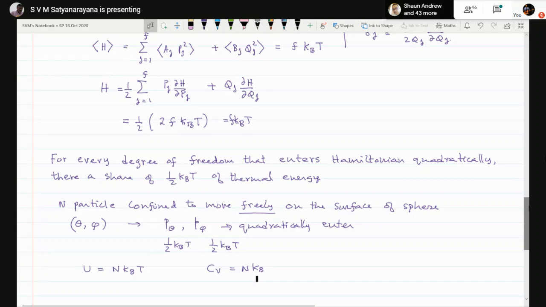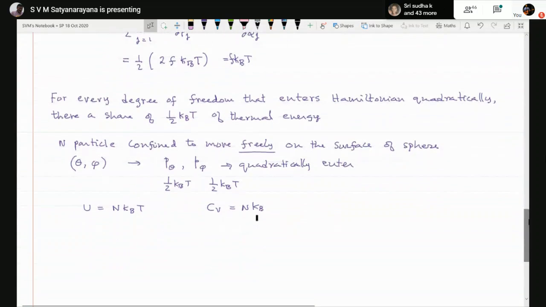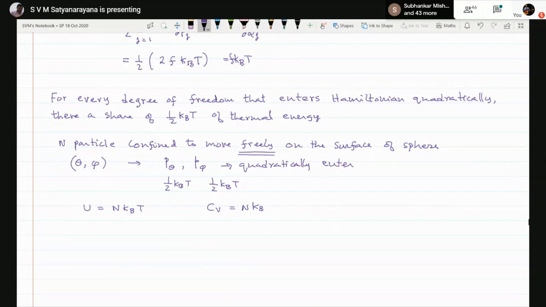Sir, for this n particle case, how can we define the potential energy? So right now I am saying they are moving freely, so there is no potential energy. The potential energy is 0, so I only have kinetic energy. Okay, sir. But there is a constraint. Yeah, this is a constraint. That is why I am using these generalized coordinates. These generalized coordinates do not violate the constraint, right? So I will have some quadratic term involving p theta and p phi.